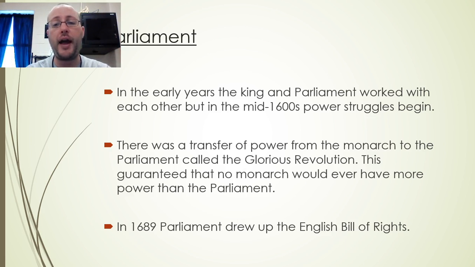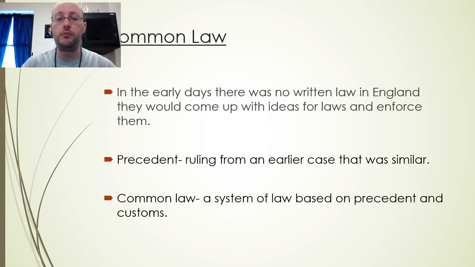There was a transfer of power from the monarch to the Parliament called the Glorious Revolution. And again, this is British history, but it's important because this is a big part of what sets up our government. This guaranteed that no monarch would ever have more power than Parliament. And in 1689, Parliament drew up the English Bill of Rights, which is going to be the basis for our Bill of Rights that we put in the Constitution.